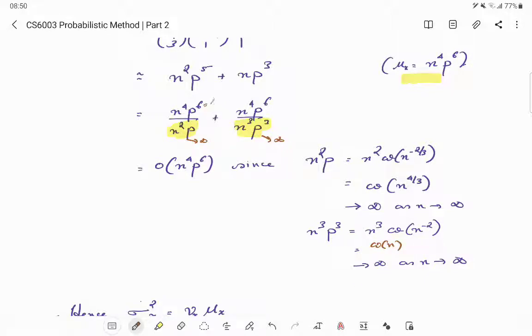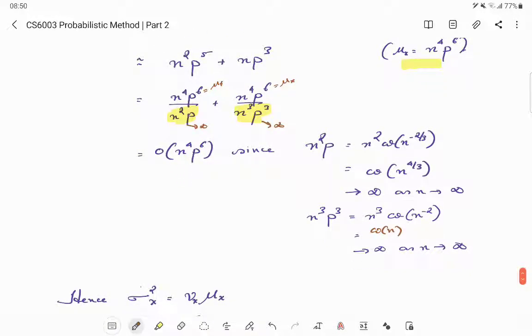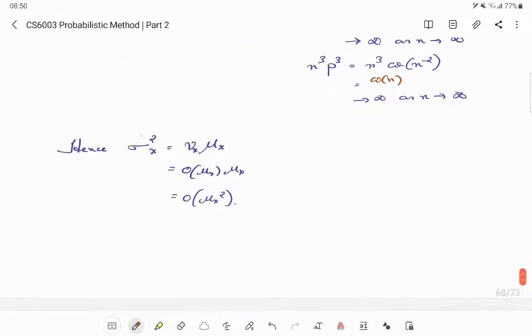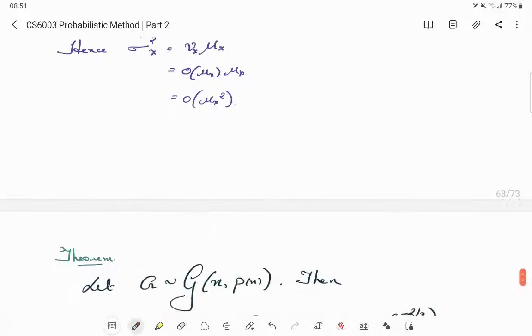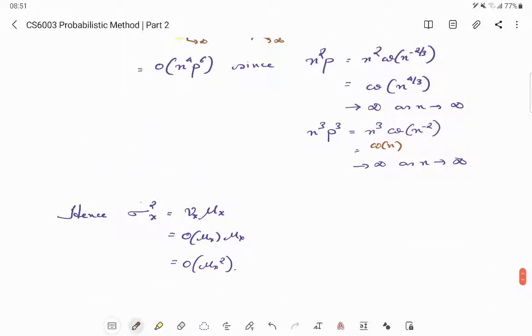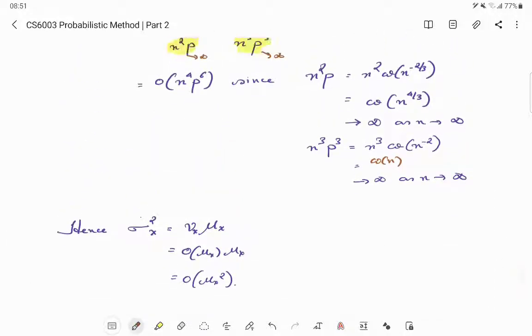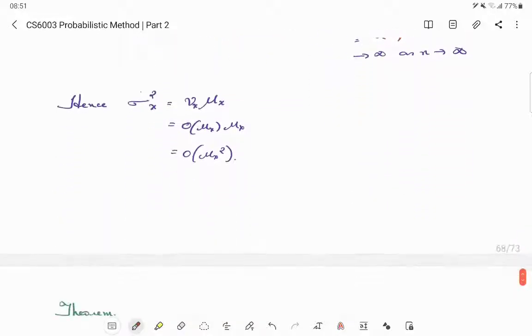This is equal to mu x. This is also equal to mu x. So this is mu x divided by a term that goes to infinity, and hence this whole term is little o of mu x. Okay, so that's it. Okay, so we finished our proof. We have shown that the variance is little o of mu squared, and hence the concentration is there. So the probability that x is equal to 0 will go to 0.